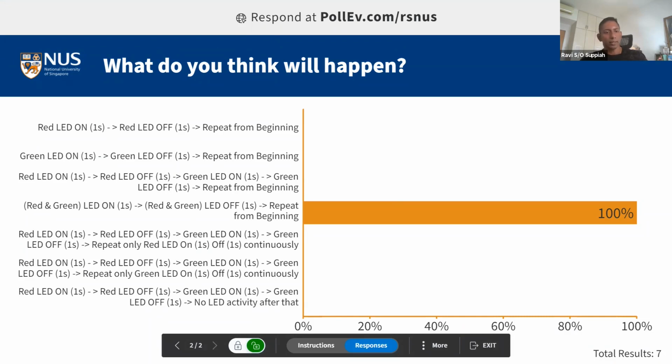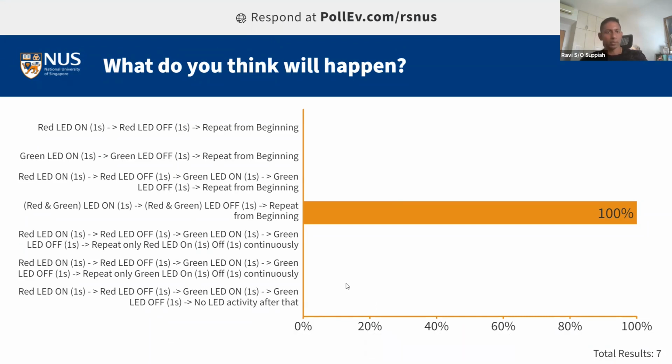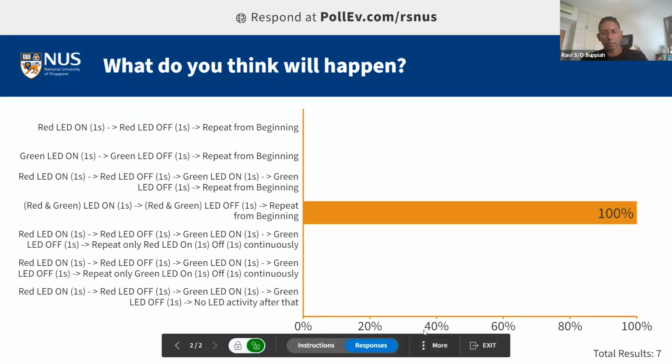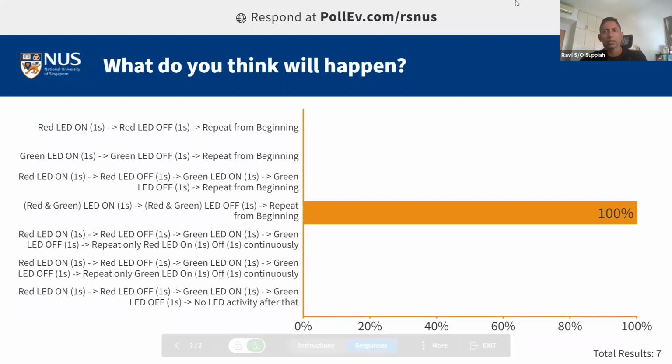So only the red LED is taking the mutex and releasing the mutex. The green LED is not using the mutex at all.